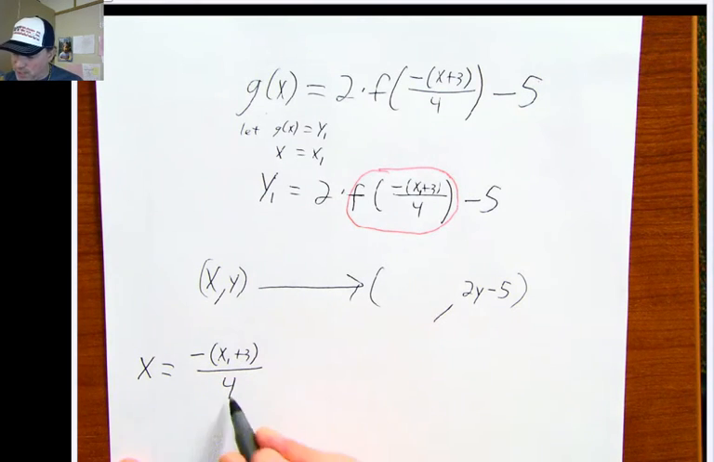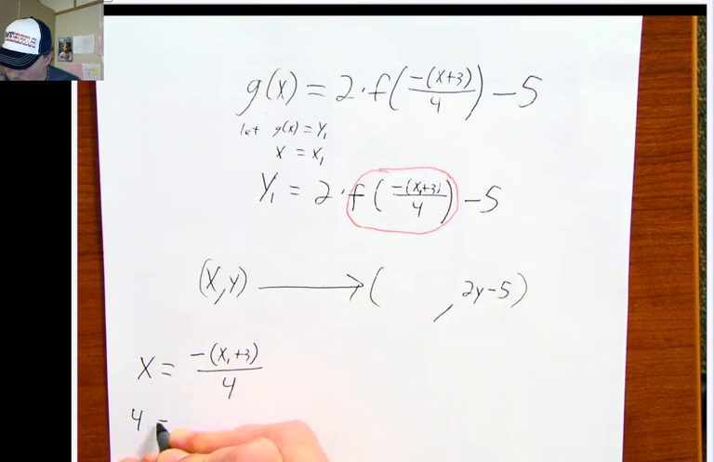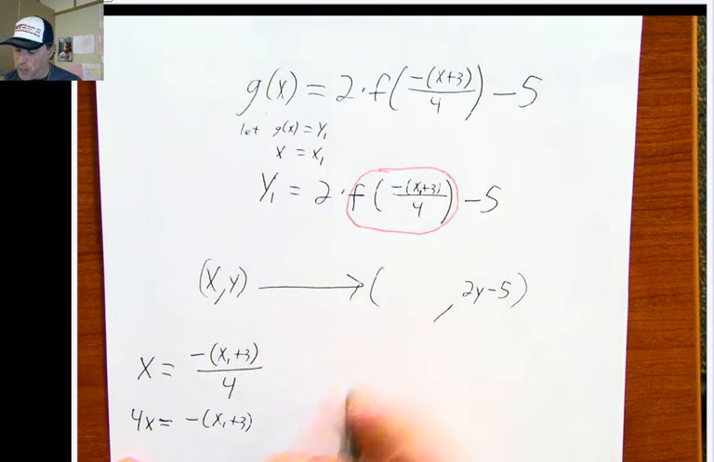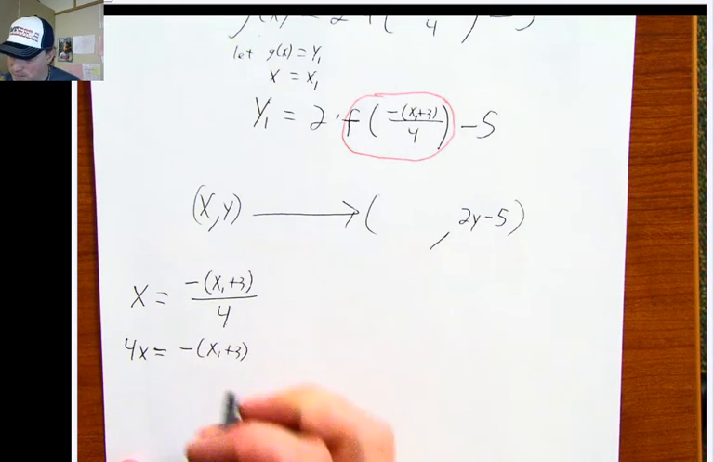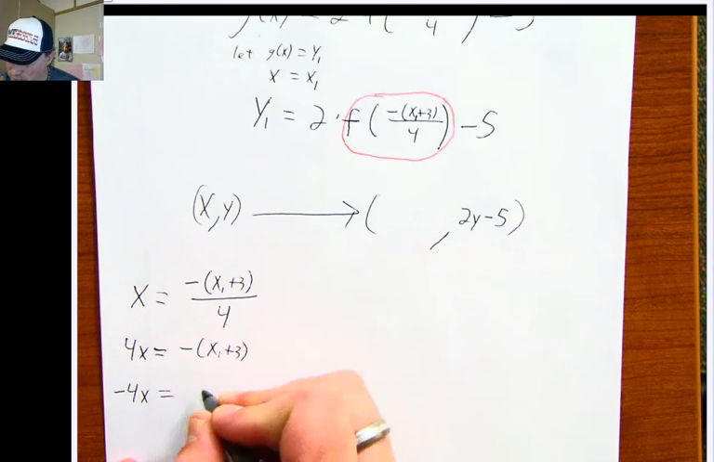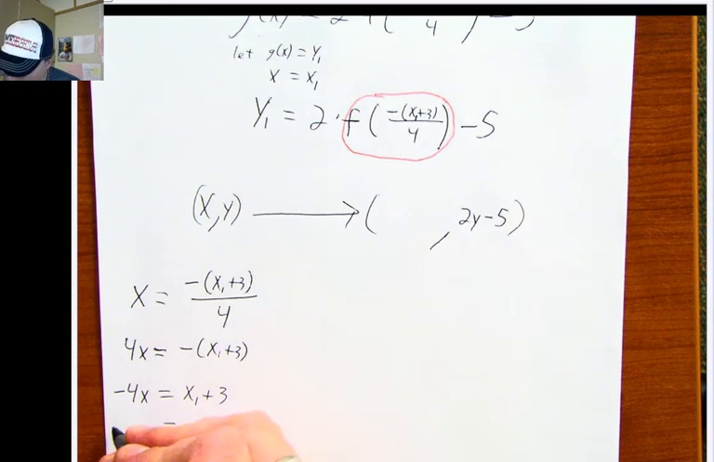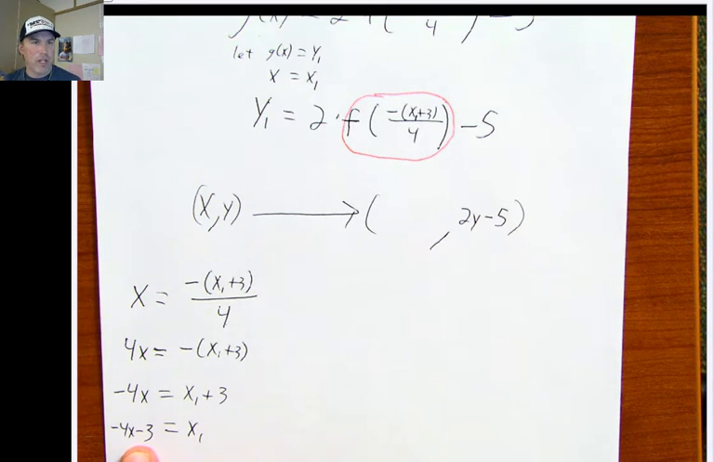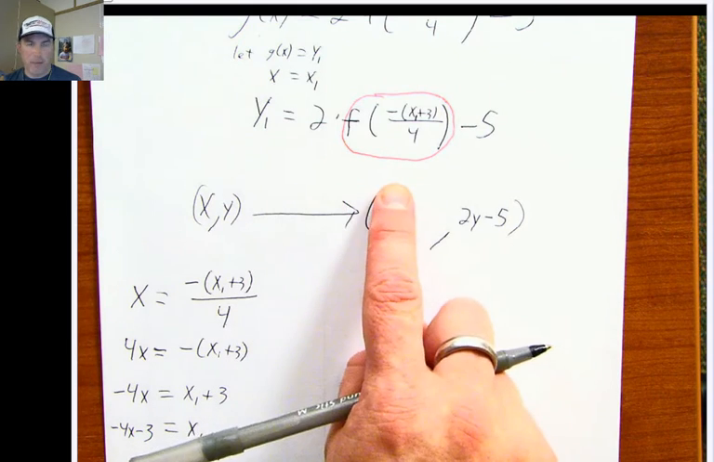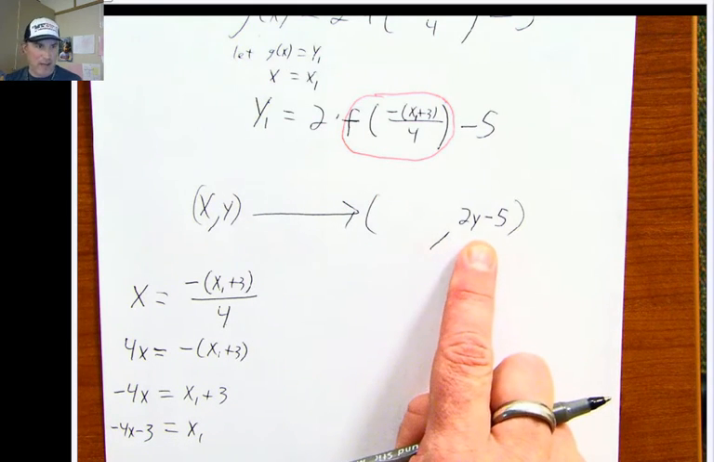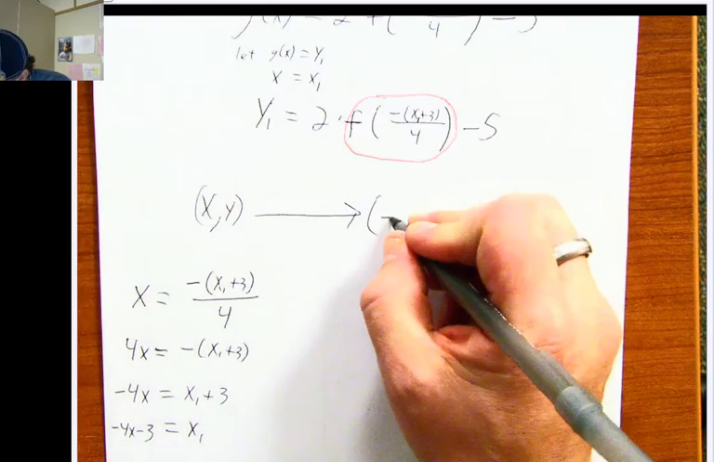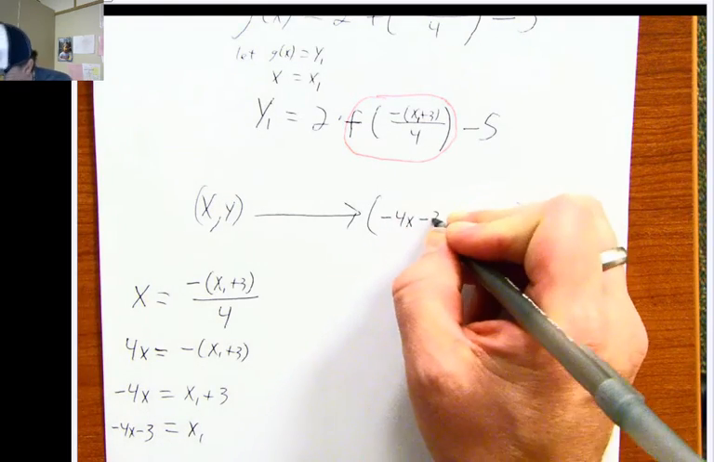First, I'd multiply both sides by 4, so it becomes 4x equals negative parentheses x1 plus 3. Multiply both sides by negative 1, so it becomes negative 4x equals x1 plus 3. Then when you subtract 3 from both sides, you end up with negative 4x minus 3 equals x1. And that's your x1 equation. So your y1 equation was 2 times some function minus 5, so 2y minus 5. And your x1 equation is negative 4x minus 3.